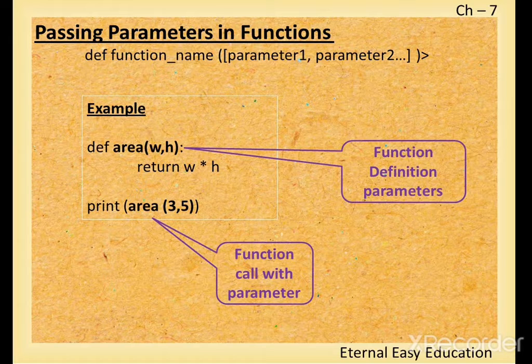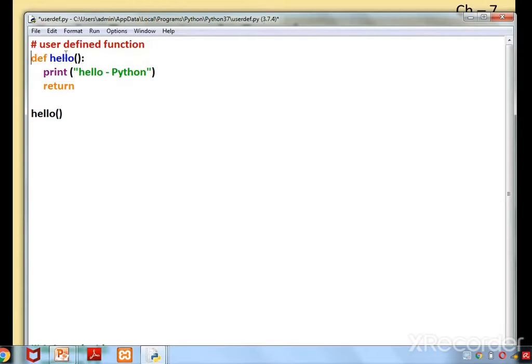We'll see the example in Python IDE. So this is an example of a user-defined function. Def hello, open bracket, close bracket, no parameters, followed by colon. Only one line is given here, print hello Python, return. Here the function is called.